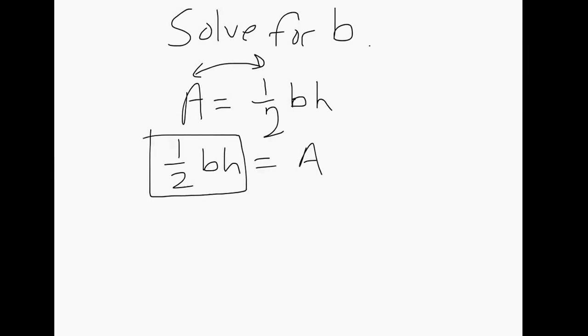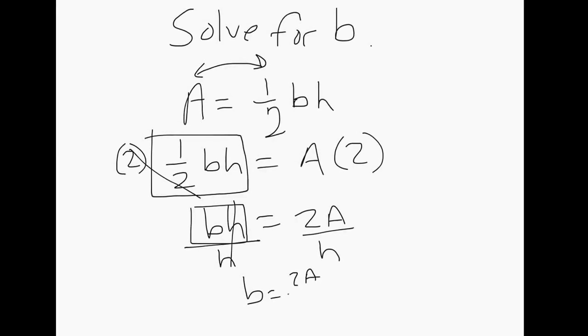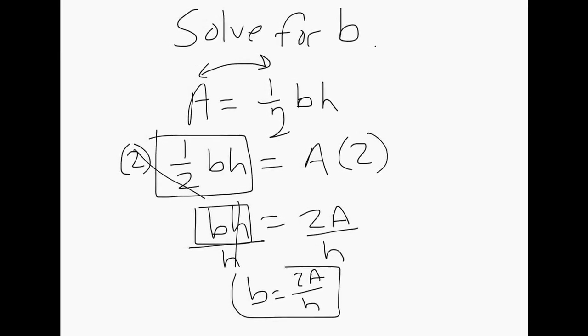I think it's best to go ahead and get rid of this fraction. This fraction is dividing, so we multiply to get rid of those. Those cancel out, and so we just get BH. A times 2 is 2A like that. We're solving for the B, so we want to get rid of the H, so we're going to divide both sides by the H. B equals 2A over H, and that's all you can do to that type of problem.